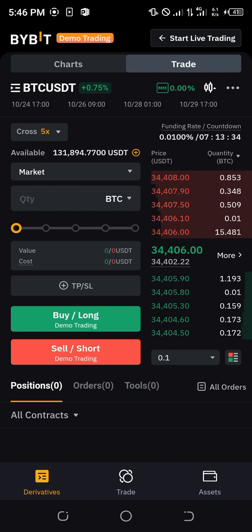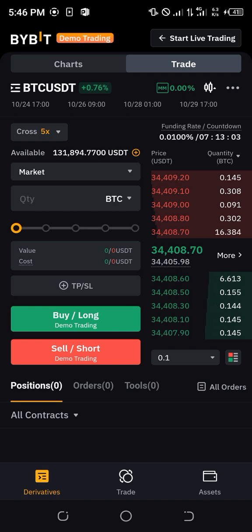Now we have 131,000 USDT on this demo account, and if I want to risk 1%, all I need to do is calculate 1% of this account. 10% will be around 13,000, right? So 1% is 1,318 USDT. So that's the amount I want to risk on every trade I'll be opening.